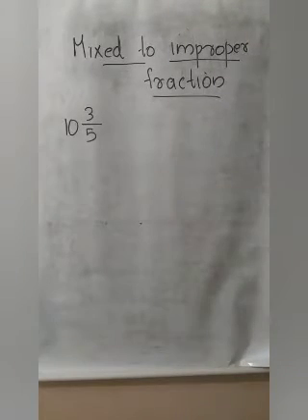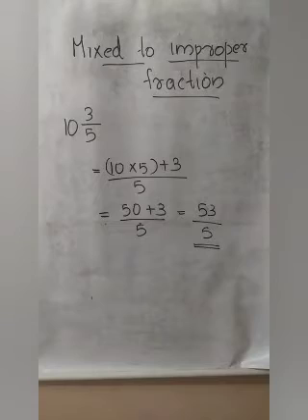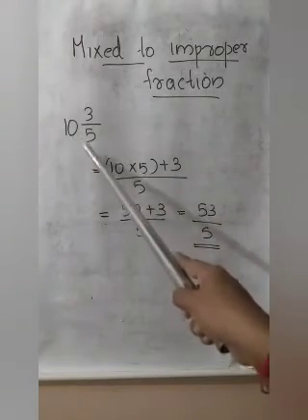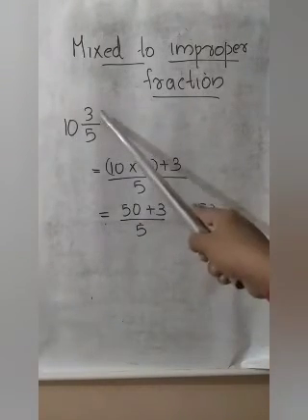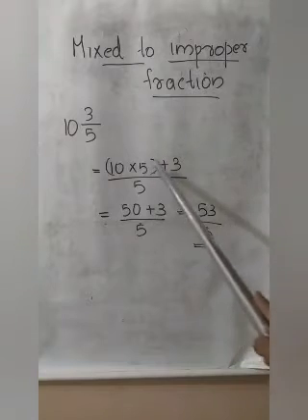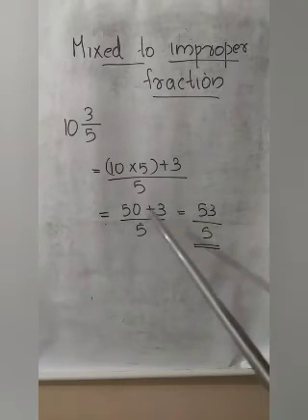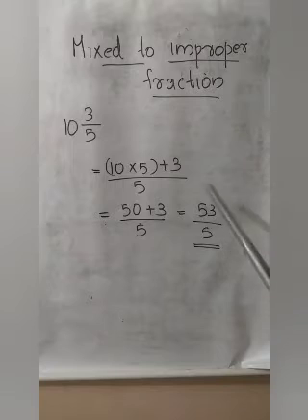One more example, converting 10 3 by 5 to improper fraction. So how we will convert it? So multiplying 10 into 5. 10 into 5 plus the numerator 3. So what are you getting? 10 into 5, 50. 50 plus 3, 53 by 5. So this is the improper fraction.